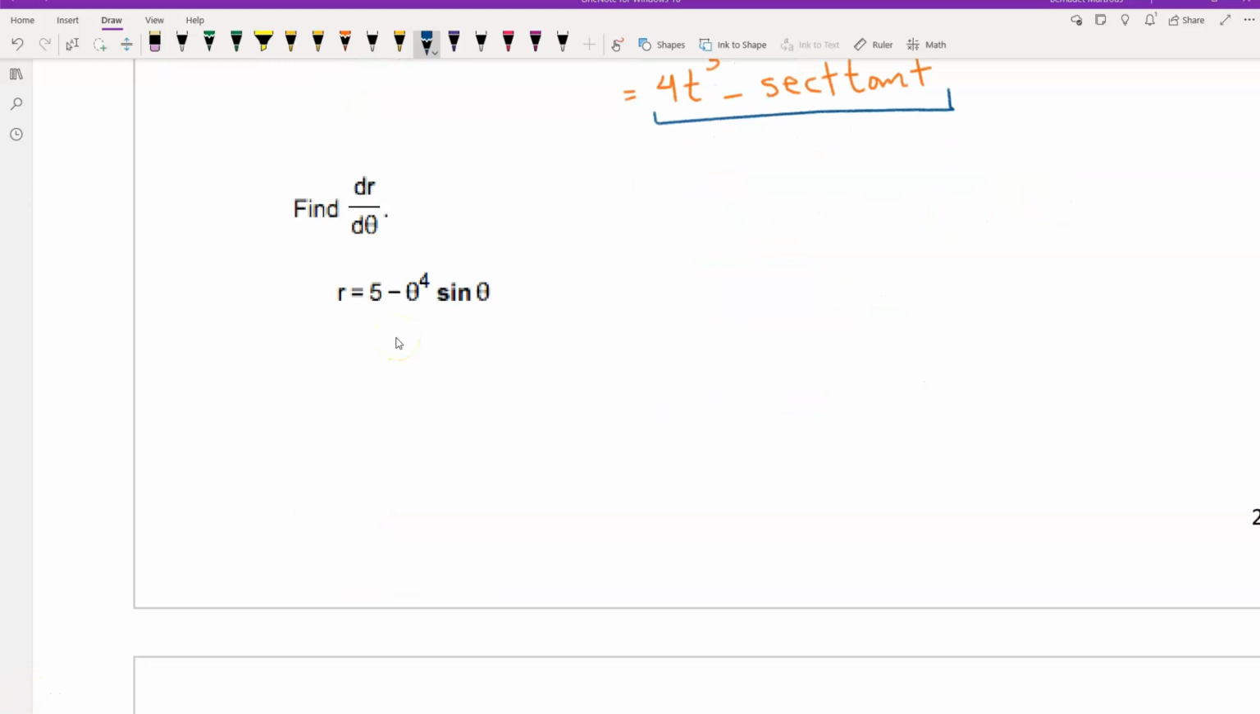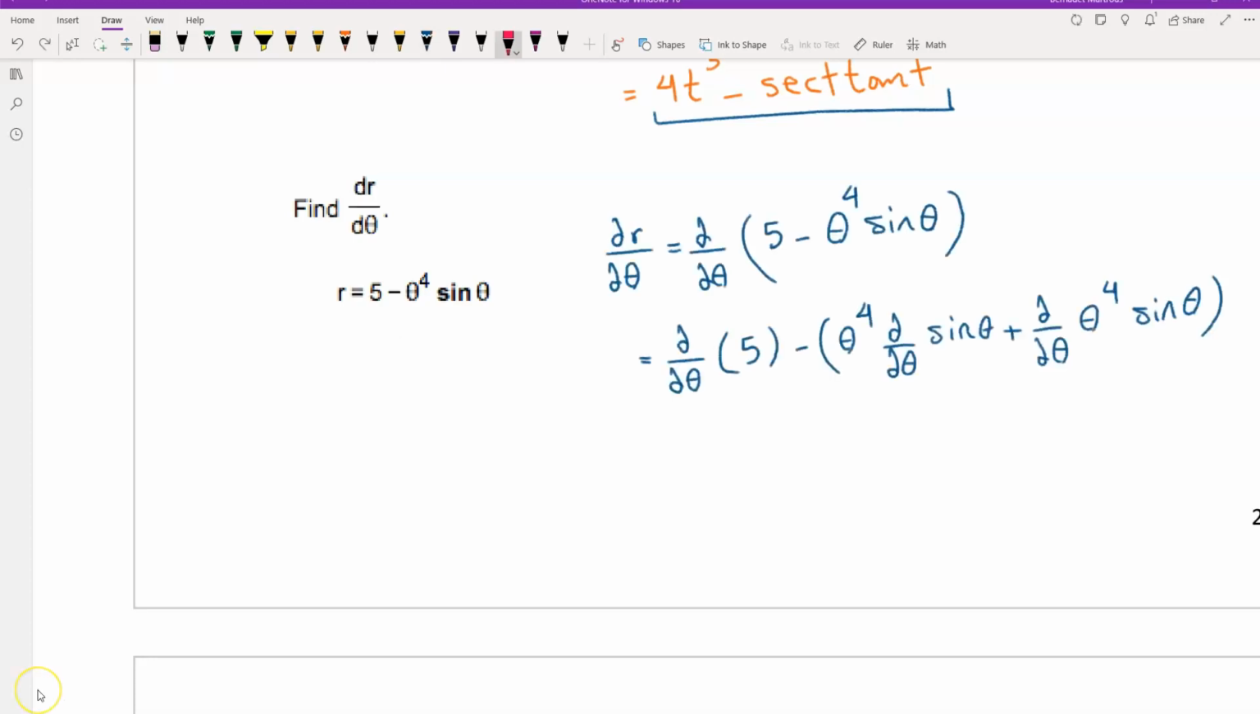Find the derivative of r with respect to theta. r is (5 minus theta to the 4th power) times sine theta. The derivative of r with respect to theta is equal to the derivative of (5 minus theta to the 4th power) times the derivative of sine theta, plus the derivative of (theta to the 4th power) times sine theta.